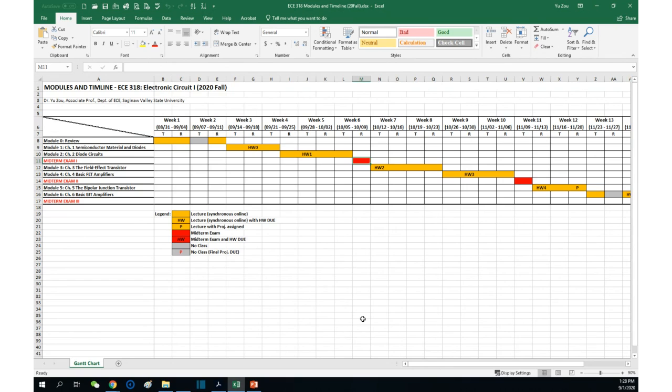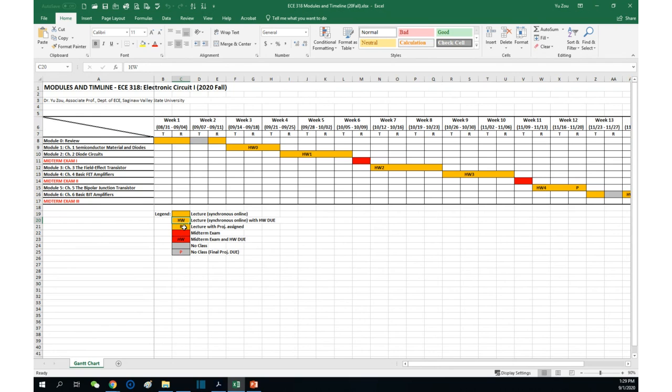And here are the legends. The yellow means the regular synchronous online lecture. The yellow with homework means that on that day, at least, the homework is due online. You will submit the homework to Canvas. There is no hard copy submission, and not through email either. There is an assignment in Canvas, so upload your scanned homework there.